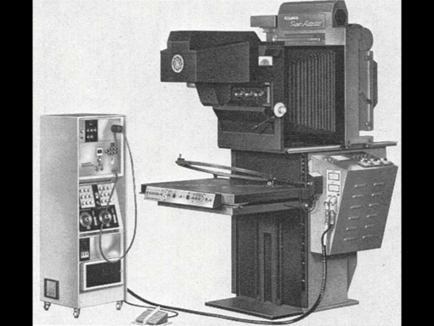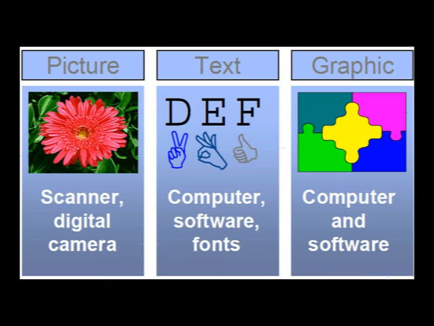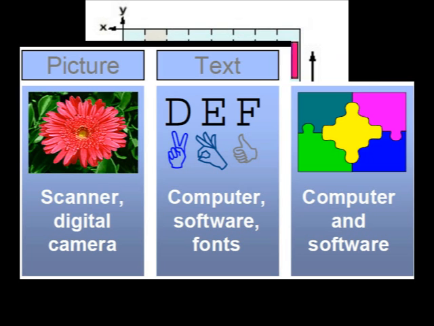Prepress works. Reproduction. Original copy. The original copy comprises the following elements: picture, text or type, and graphic. These elements are created by means of scanners, digital cameras and application software.